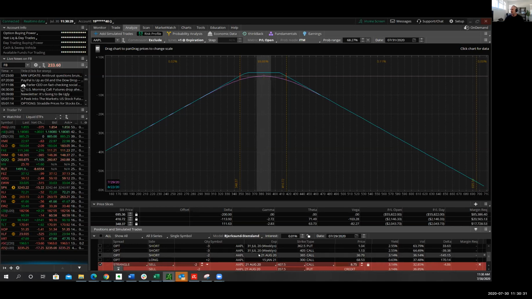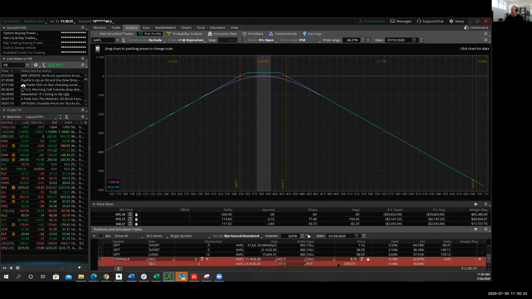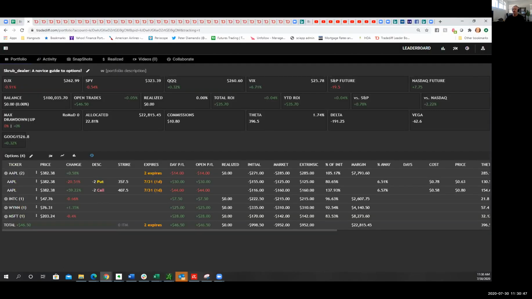So anyway, you collected an $8.75 credit for this on 2 contracts. So that's $8.75 multiplied by 200. So there's that trade. And now let me look at your other ones. So that's a neutral trade.